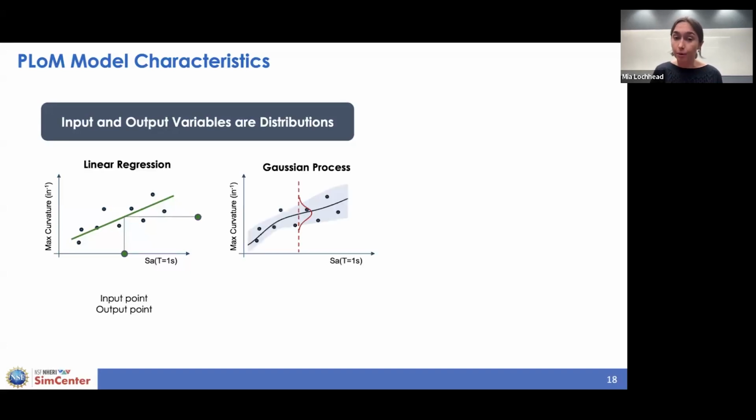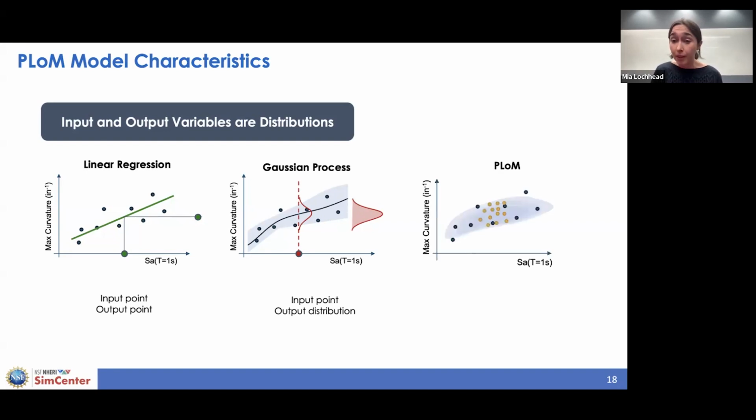In the case of Gaussian process modeling, we can sample a single point in our input space and get a distribution as our output variable. So a Gaussian distribution for a single point in the input space. And so this is where PLoM is a little bit different than these initial two models. PLoM, on the other hand, samples a whole distribution in the input space and generates a whole distribution in the output space. So this idea of input distributions is quite different. And furthermore, PLoM isn't limited to Gaussian distributions. It can pick up all sorts of distributions in the input and output data. And so this is a main departure from some other surrogate models and the way those are set up.